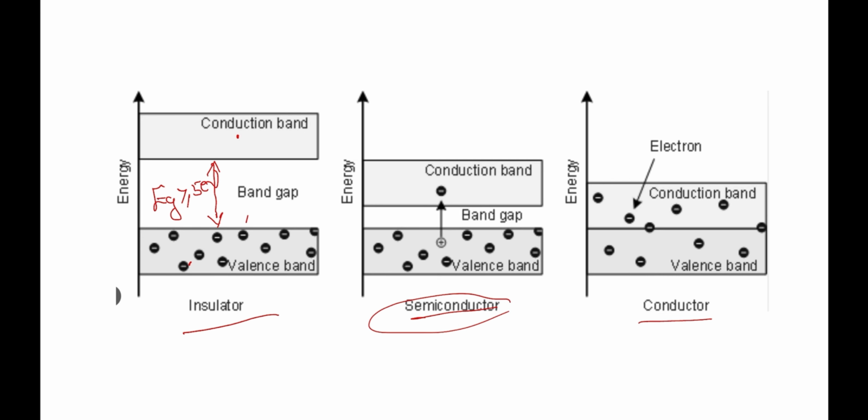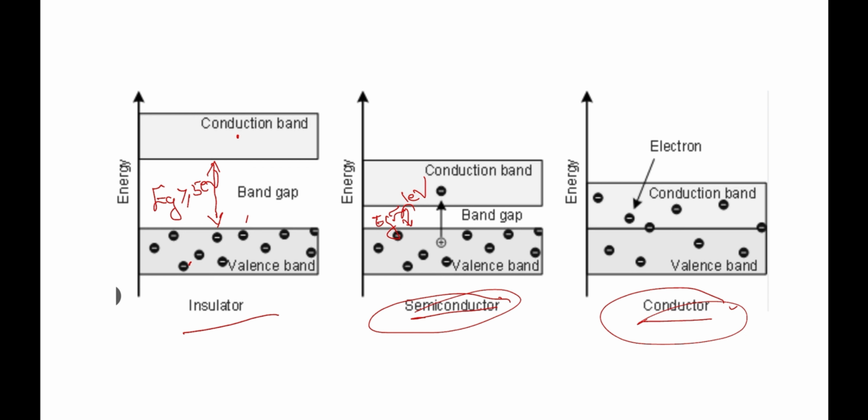In the case of semiconductors, the valence band and the conduction band will be separated by an energy gap Eg, which is approximately equal to 1 electron volt. In the case of conductors, both the valence band and the conduction band will be in the overlapped position.